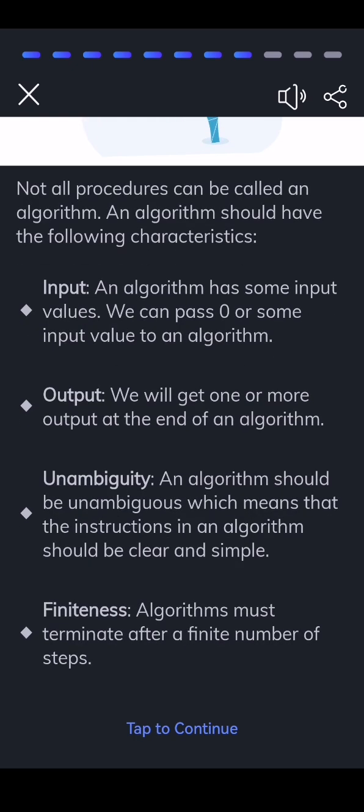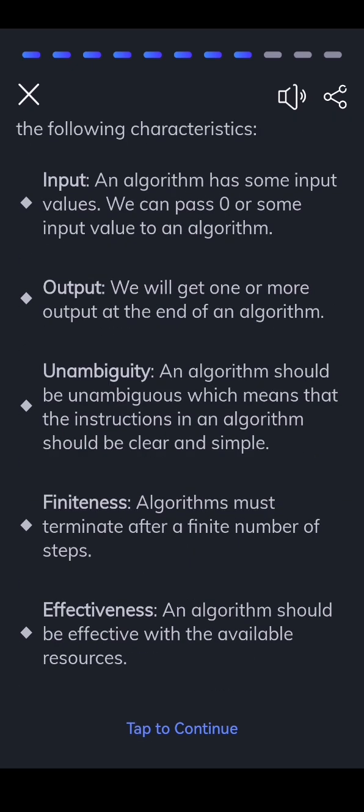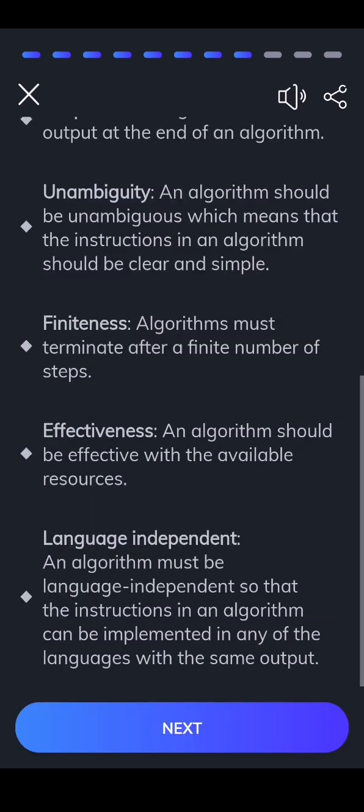Finiteness: algorithms must terminate after a finite number of steps. Effectiveness: an algorithm should be effective with the available resources. Language independent: an algorithm must be language independent so that the instructions in an algorithm can be implemented in any of the languages with the same output.